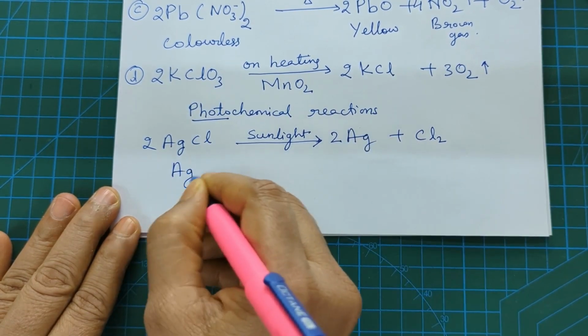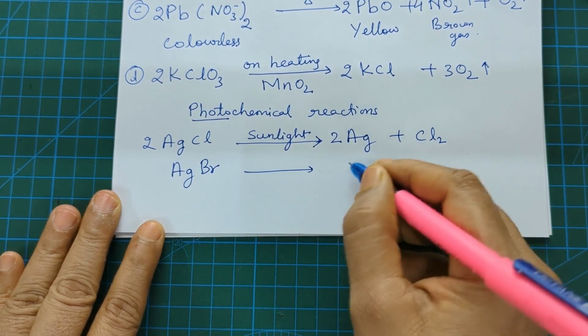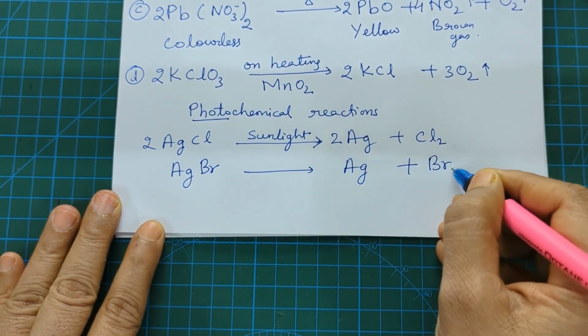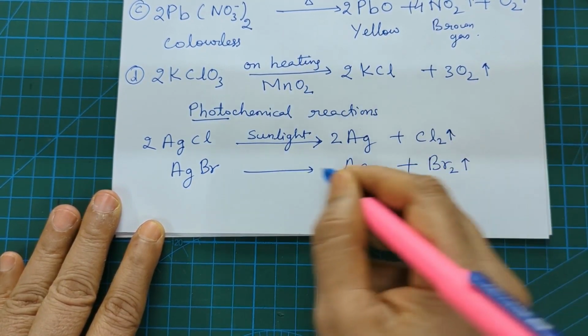The similar kind of reaction with silver bromide, on exposing to sunlight, breaks down, meaning it decomposes to silver and bromine gas. Bromine gas is brown in color, chlorine gas is yellow in color.